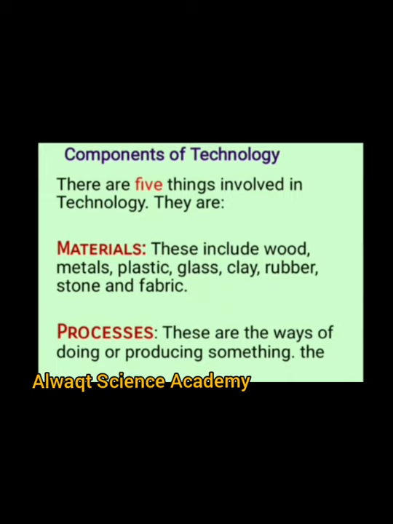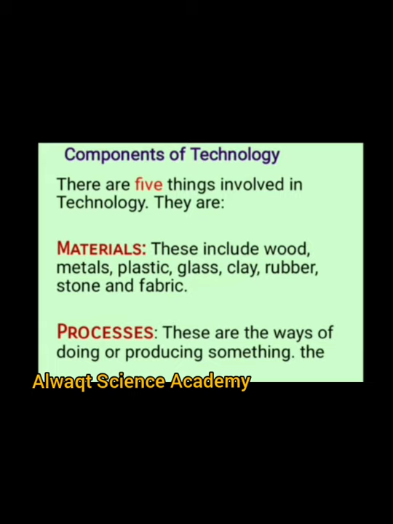What are the components of technology? There are 5 things involved in technology. That is, technology involves 5 components. Number 1 is materials. Materials are needed to build things. Of course, technology is all about building things that make life easy for mankind.